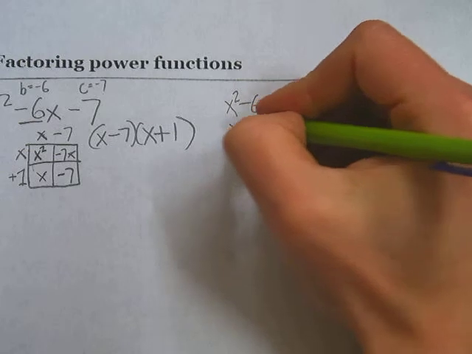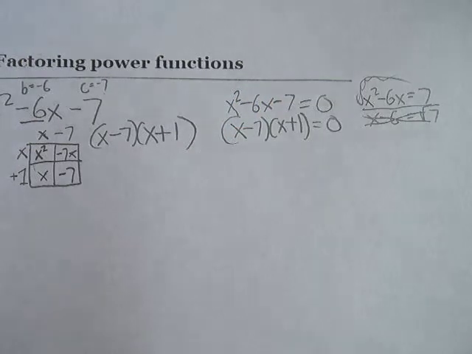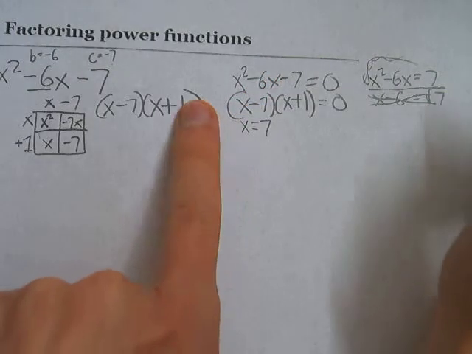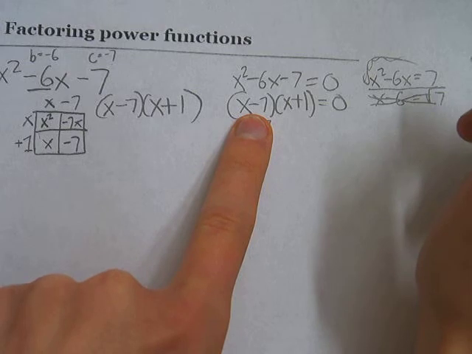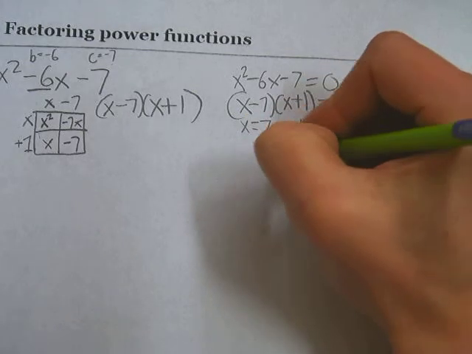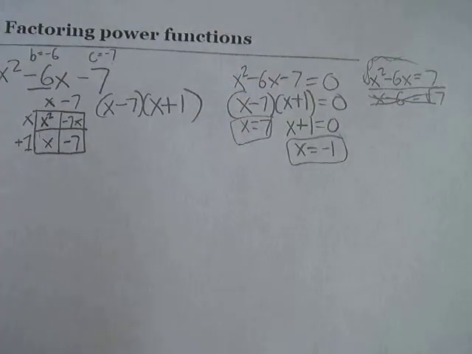So we factor: x minus 7 times x plus 1. And now we can find the zeros. They're 7, what we plug in for x that gives us 0 in this parentheses, or I can set this one equal to 0 and get x equals -1. So that's a really useful spot.